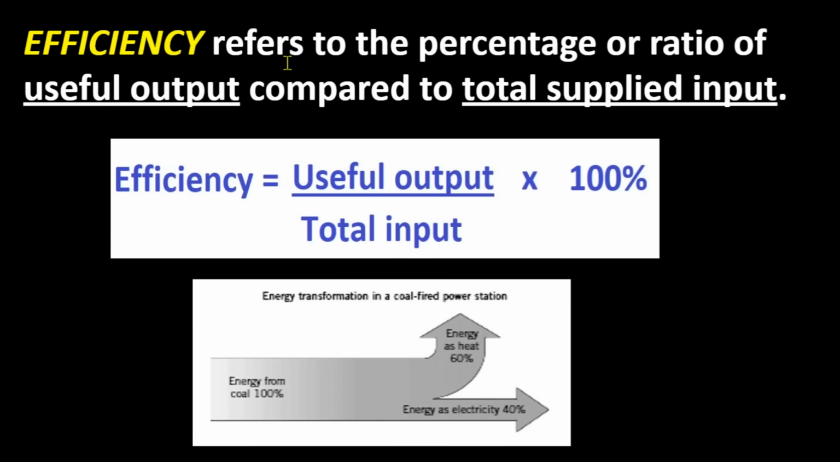Efficiency refers to the percentage or ratio of useful output compared to total supplied input. This will be the formula for efficiency. Basically, what efficiency says is that it compares the total amount of energy put into a system to the amount of useful energy. So for example, light bulbs are not very efficient because they produce heat instead of light.